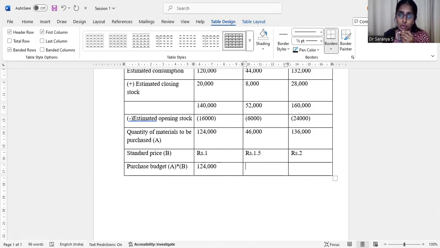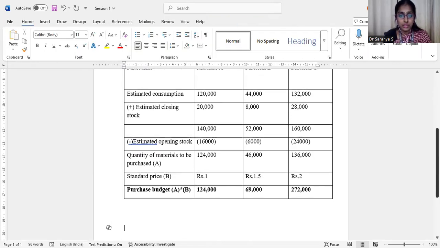You can try by yourself also for material B and material C. For material B, the quantity of materials to be purchased is 46,000 and the standard price is rupees 1.5. So when you multiply 46,000 with 1.5, you will get 69,000. For material C, the quantity to be purchased is 1,36,000 as per our calculation, and the standard price given in the question is rupees 2. So you multiply 1,36,000 into 2, we will get 2,72,000. So this is the cost of purchase. This is the budget for purchase.